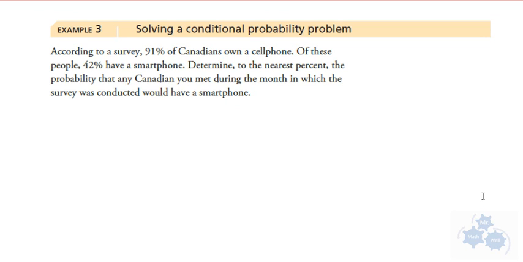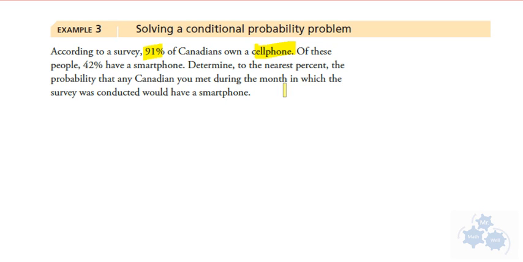Okay. So this one's pretty easy too. The tougher questions are going to come a little bit later in the lesson, but this is pretty easy. But let me show you how to do the tree diagram as well with this one, okay? So according to a survey, this says 91% of Canadians own a cell phone.